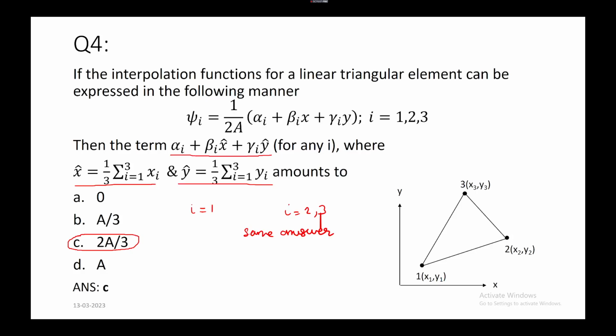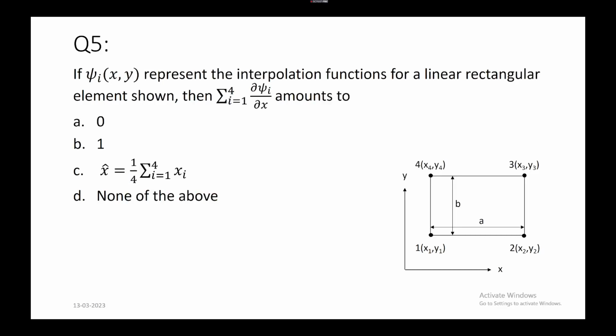So we have now seen the triangular shape function for the linear triangular element. Now we'll go to the linear rectangular element. I have a question. If psi i of x comma y represents the interpolation functions for the linear rectangular element shown, then what is the summation of i equal to 1 to 4 of dou psi i by dou x? So this is my question. If you know the answer already, you can answer, or else we will solve this problem step by step. Here we have a rectangle with 4 nodes.